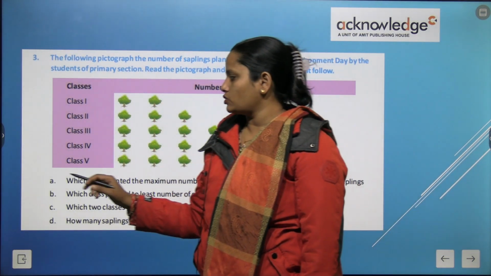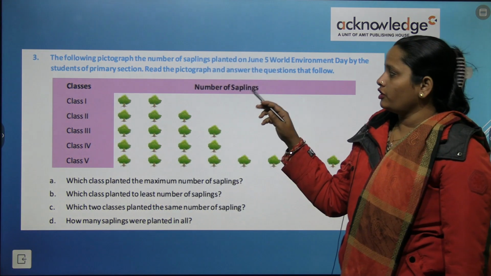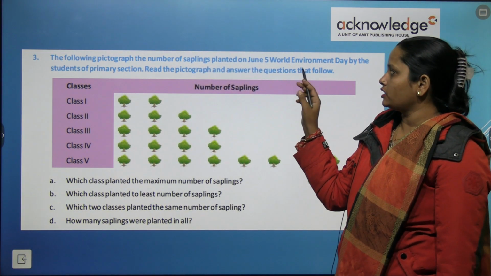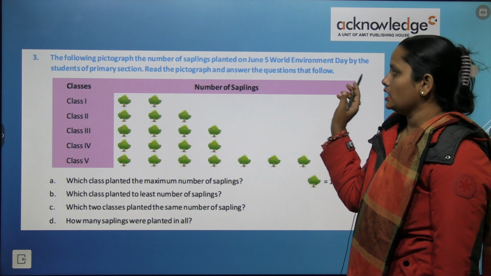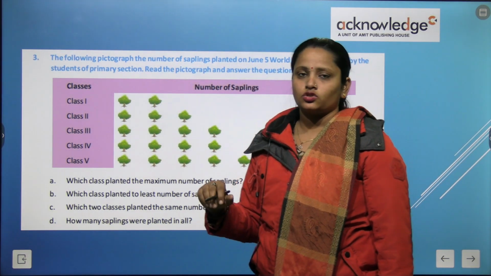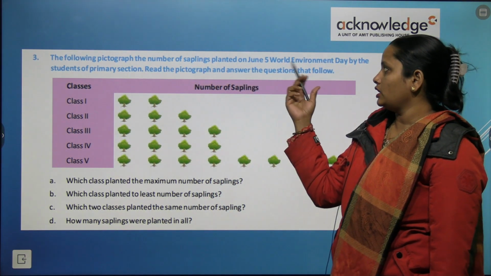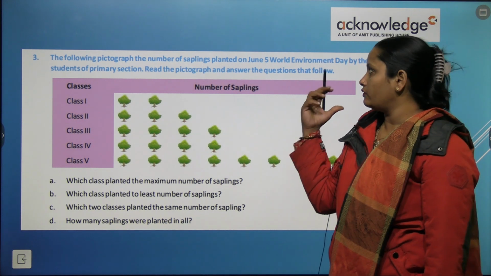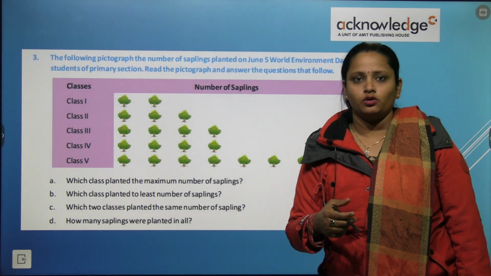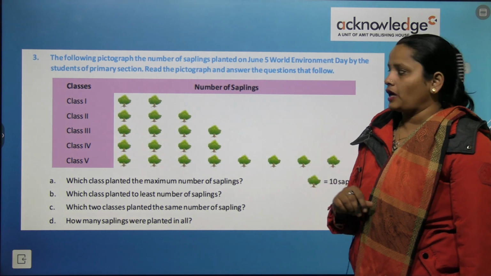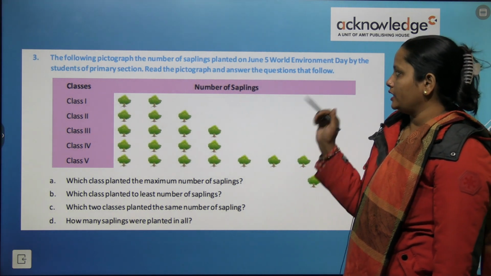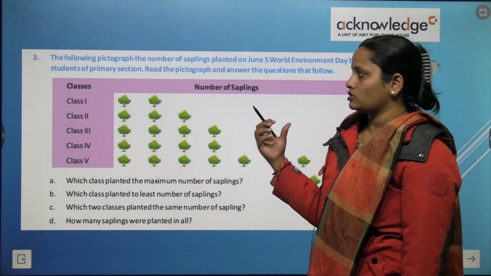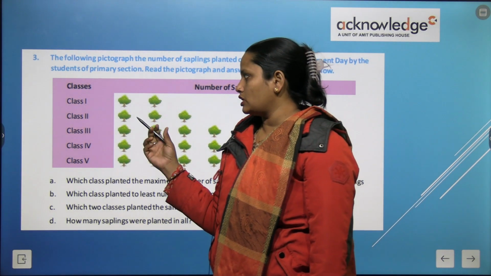Now let's do question number 3. The following pictograph shows the number of saplings planted on June 5, World Environment Day, by the students of the primary section. Primary section के जो बच्चे, उन्होंने 5th जून को वर्ल्ड एनवायरमेंट डे के दिन कुछ सैपलिंग्स को प्लांट किया था. Read the pictograph and answer the questions. So this also you have to do as we have done question number 1.